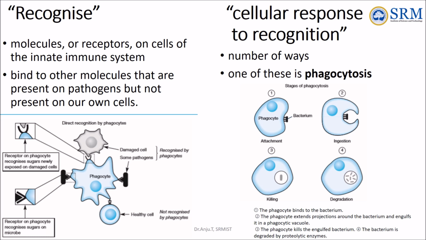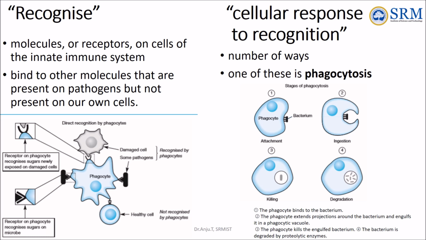Once the phagocytic cell, or the immune cell, recognizes the pathogen, how do they respond and act against it? There are a number of ways in which they act against the pathogen. One widely seen method is phagocytosis.